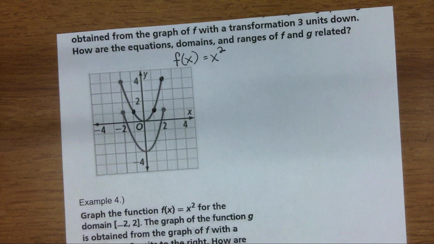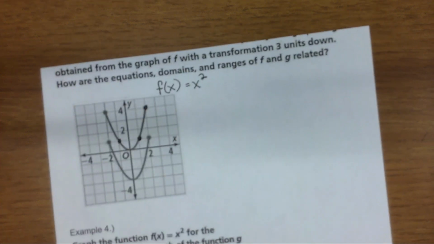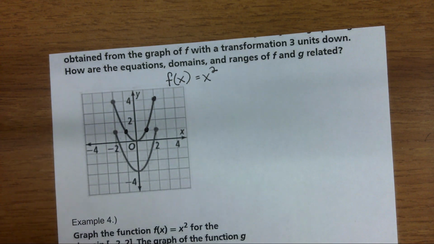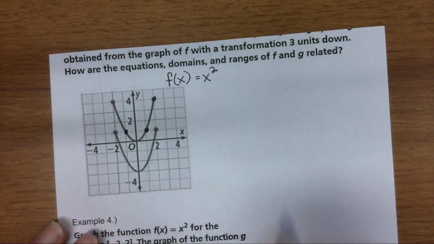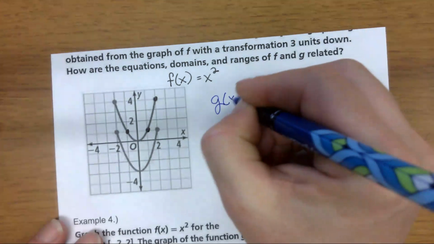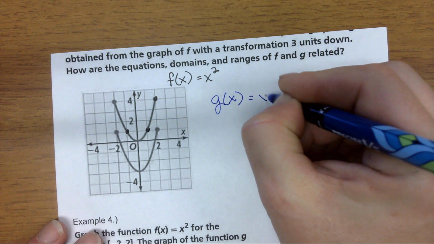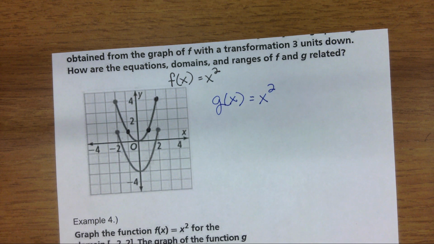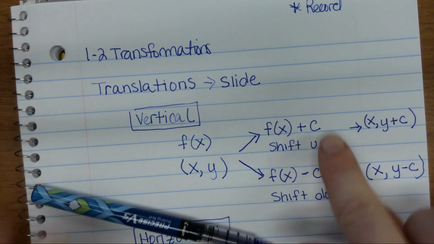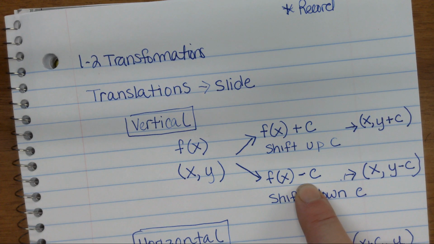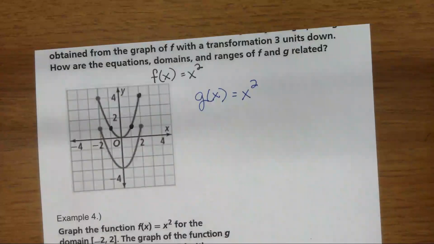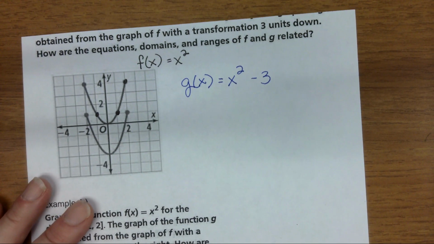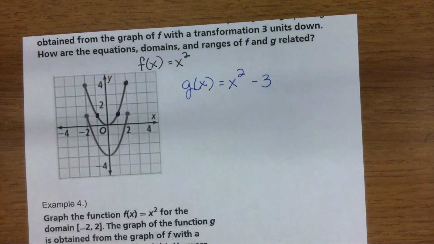Aiden, what'd you guys say? It's moving down 3. Okay? So what that looks like is this. You take your x squared, and this is a vertical transformation. Okay? So off the end of it, I literally just subtract 3. So x squared minus 3. That's how it looks in an x squared. There's no bars like in the absolute value.